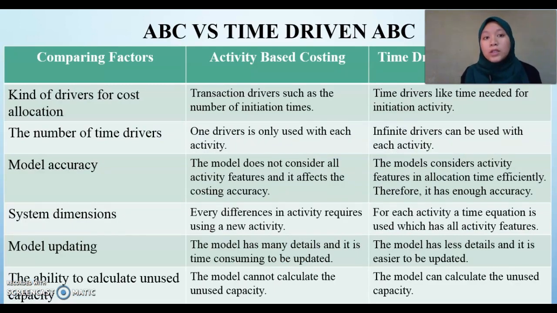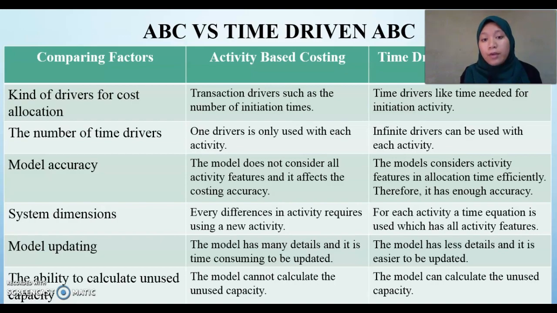The last slide was the comparison of ABC versus time-driven ABC. We have six comparing factors. The first factor, kind of driver for cost allocation. For ABC, transaction drivers such as the number of initiations. For time-driven activity-based costing, time drivers like the time needed for initiating an activity. The second factor, the number of time drivers.